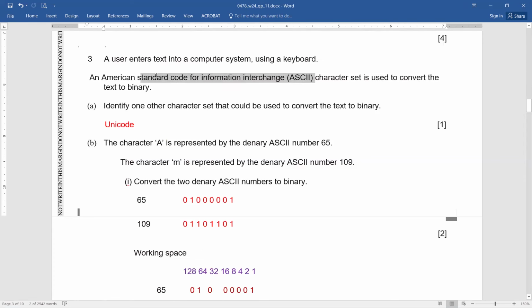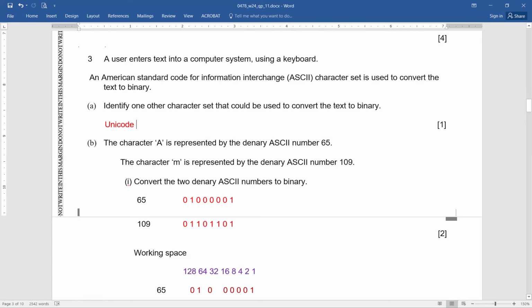So definitely this is something that we have been doing. We know it very well, then it will be Unicode, isn't it? You almost answered immediately, Unicode. The character capital A is represented by the denary ASCII number 65. The character m is represented by the denary ASCII number 109. Convert the two denary ASCII numbers to binary. ASCII number 65 is for capital A and ASCII number 109 is for small m. We are asked to convert the two denary ASCII values to the equivalent binary.